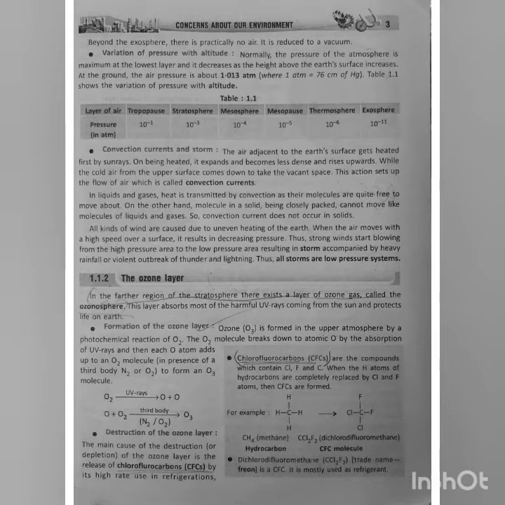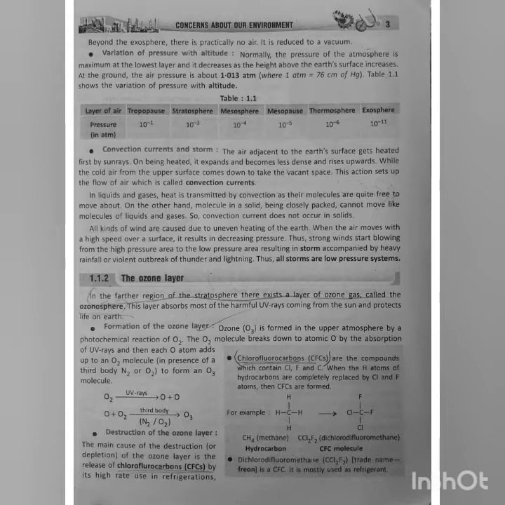So convection currents and storm. The air adjacent to the Earth's surface gets heated first by sun rays. That is, the air which is closest to the Earth's surface gets heated by rays of sun. On being heated, it expands and becomes less dense and rises upwards. While the cold air from the upper surface comes down and takes the vacant space. Vacant means empty space.